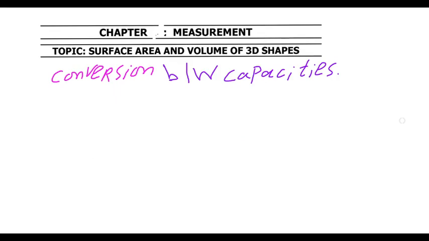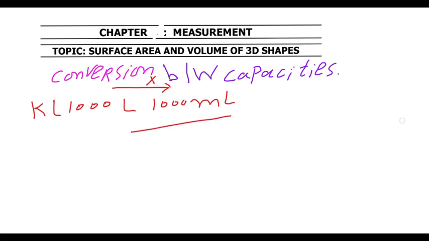Now I'm going to show you conversion between capacities. So the kiloliter, liter, and milliliter. Between kiloliter and liter is 1,000. Between liter and milliliter is 1,000. If you want to convert from left hand side to right hand side, you will multiply, and from right hand side to left hand side you will divide. Same rule.